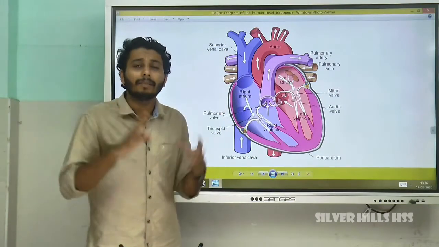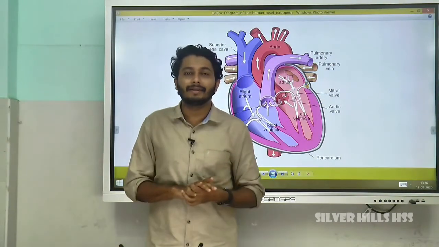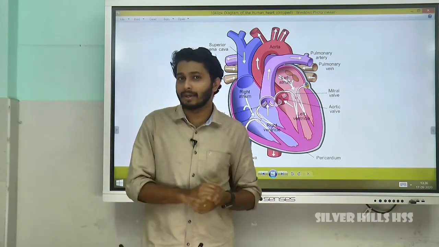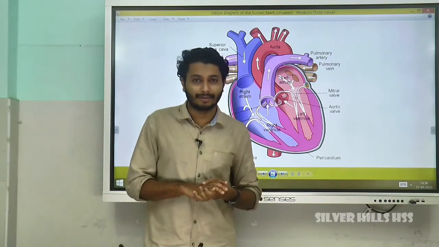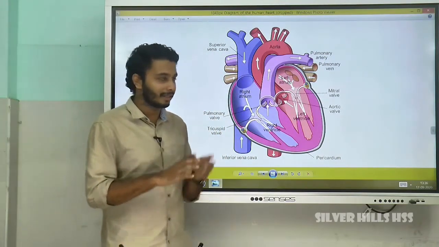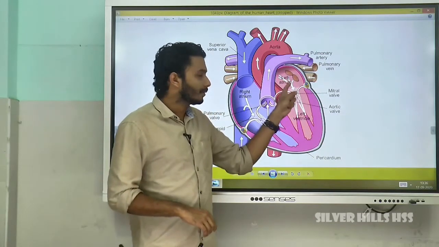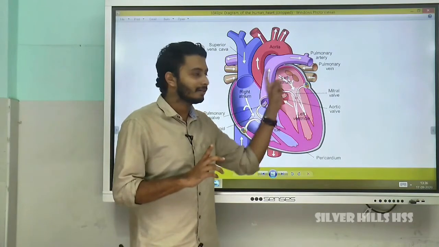During one complete circulation, the blood enters the heart two times. The blood enters the heart twice, and hence this circulation is called double circulation. Let me explain this double circulation in detail. Through the pulmonary vein, the blood enters the left atrium. So the first time the blood is entering the heart.